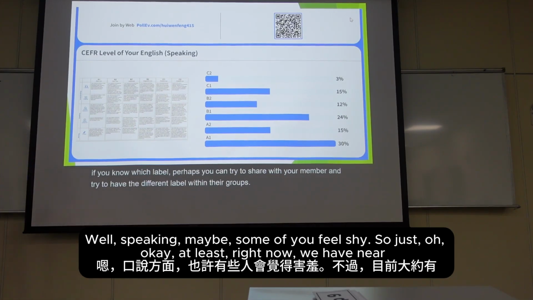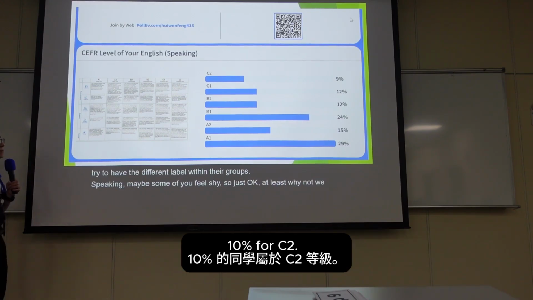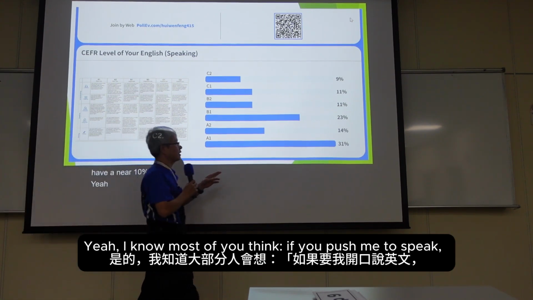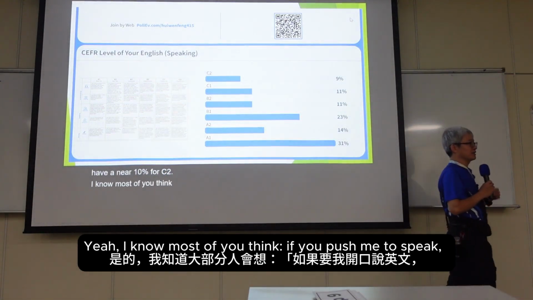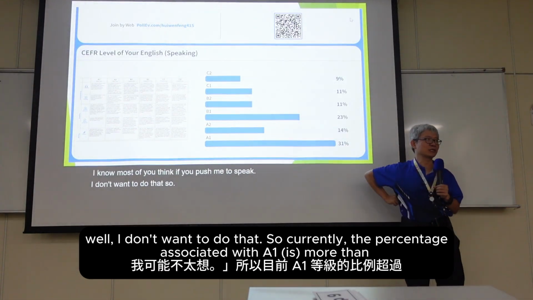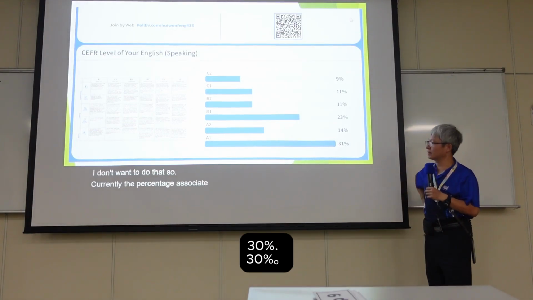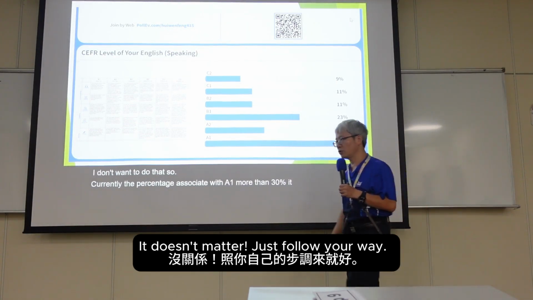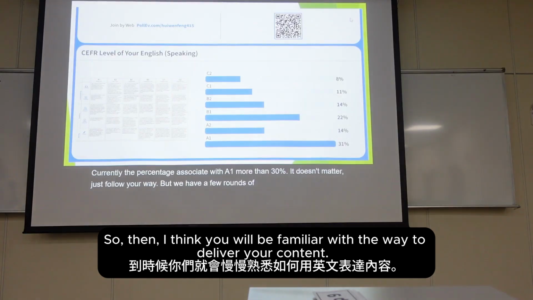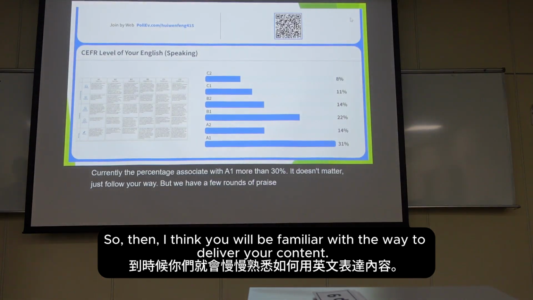Well, speaking, maybe some of you feel shy, so just, okay, at least right now we have nearly 10% for C2. Yeah, I know, most of you think if you push me to speak, well, I don't want to do that. So currently the percentage associated with A1 is more than 30%. It doesn't matter, just follow your way. But we have a few rounds of practice. So then I think you will be familiar with the way to deliver your content.